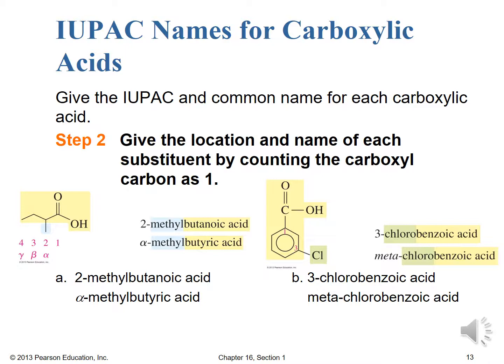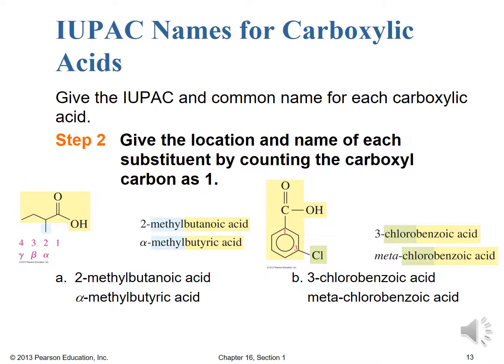So notice the difference. We use the number 2 in the IUPAC name, the alpha character for the common name, and we also change from butanoic for the 4-carbon chain in the IUPAC nomenclature scheme to butyric for the 4-carbon chain in the common naming scheme.